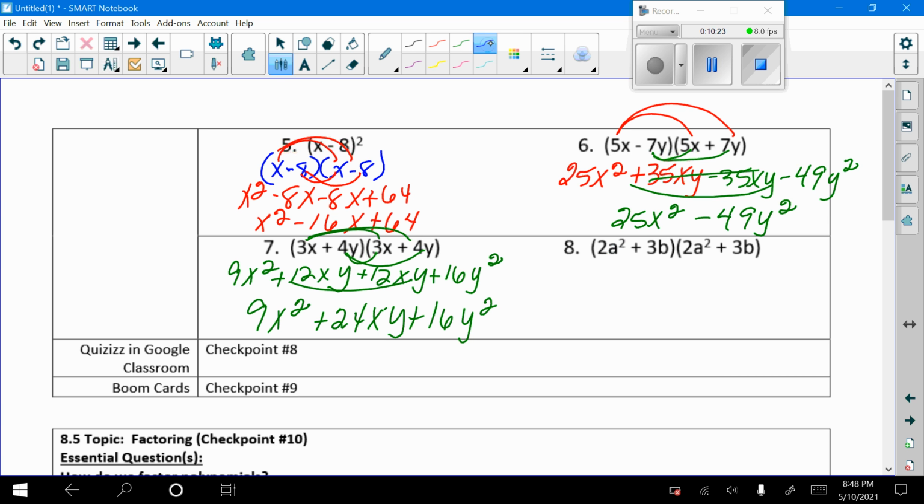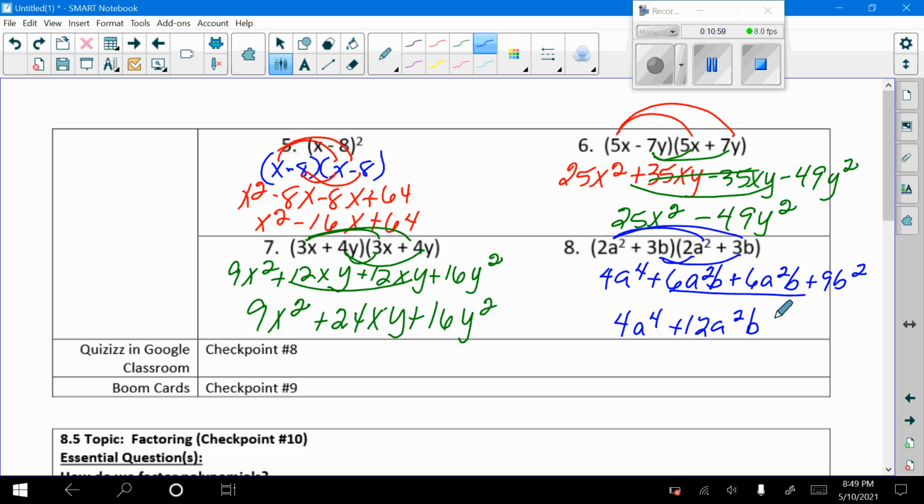And number 8, last one. 2a squared times 2a squared gives me 4a to the fourth. 2a squared times 3b gives me positive 6a squared b. 3b times 2a squared gives me 6a squared b. And 3b times 3b is positive 9b squared. Combine that middle term, so I'm going to end up with 4a to the fourth plus 12a squared b plus 9b squared.